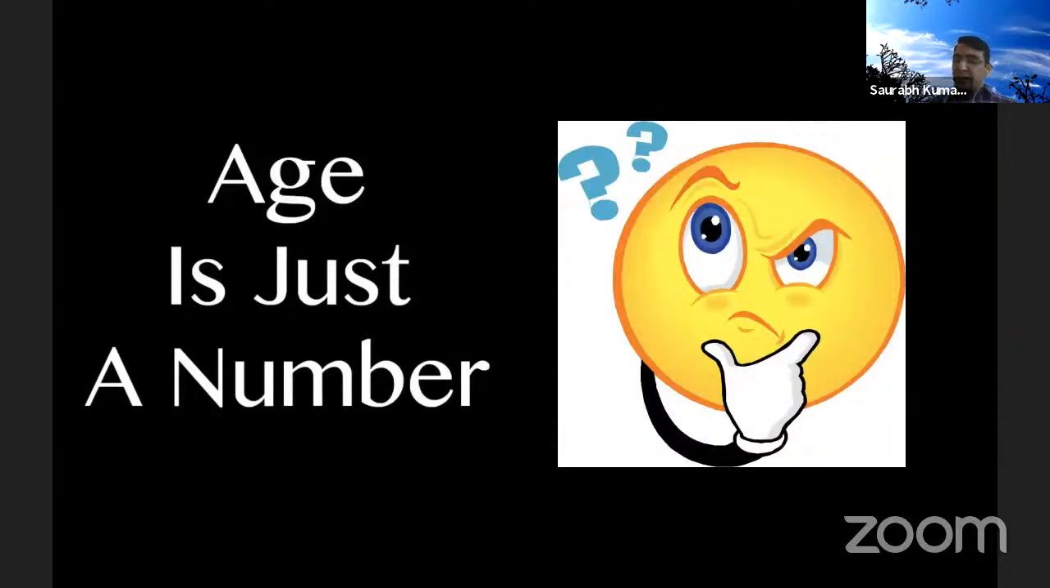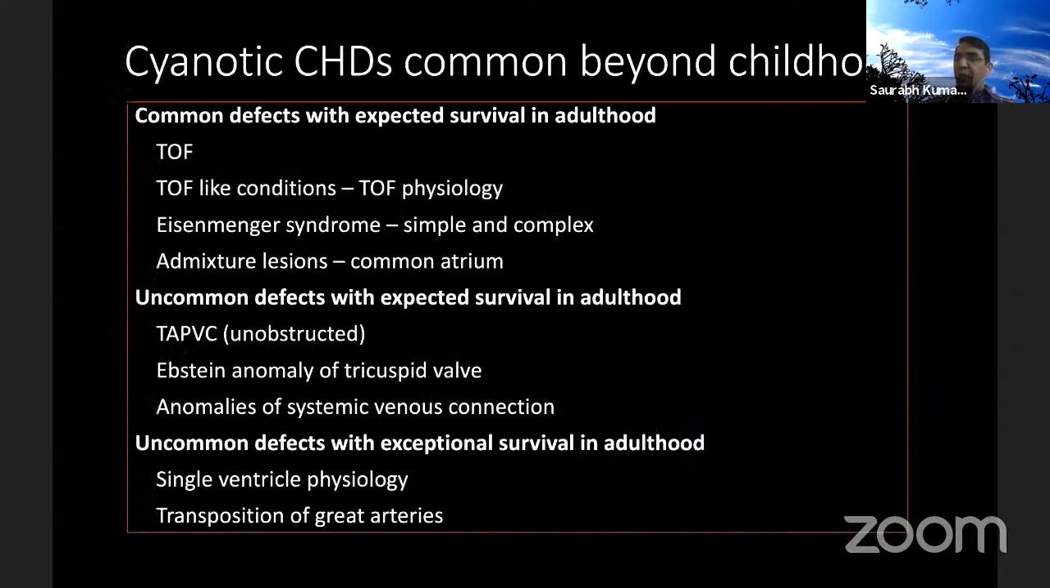Now, as medical professionals, we all know age is not just a number. It tells much more about what the patient is having, because age determines what kind of diseases come in our list of differential diagnosis whenever we are seeing a patient. So if we are seeing a grown-up patient, we must not make a diagnosis of those conditions which are not common in adolescence and adulthood. And these are the conditions which should be considered whenever we are seeing any patient beyond childhood.